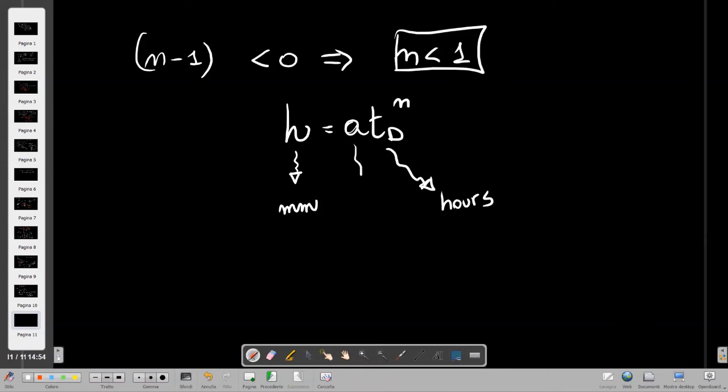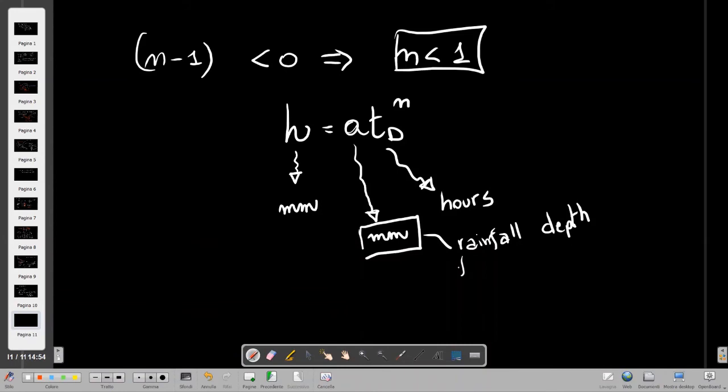Then the parameter A, that is expressed in millimeter, is the rainfall depth for a 1 hour event. So if we take into account an event with only 1 hour duration, we can have an estimation of this parameter A.